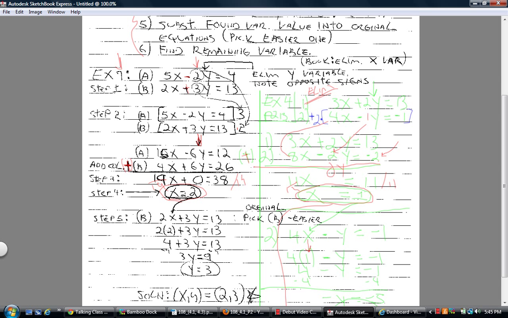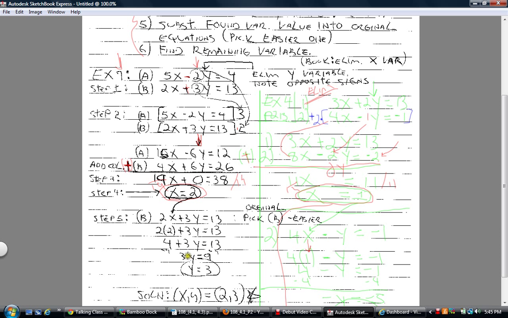Okay, that's probably as tough as they get as far as elimination. Once you have the value for x, you guys should know the drill now. Steps 4 and 5 and 6. Take a value, x equals 2. I chose equation B. You could have chosen A. Okay, substitute 2 in for x. So I substitute it in. 2 times 2 is 4. Plus 3y equals 13. Now solve for y. Minus 4 on both sides. You get 3y equals 9.